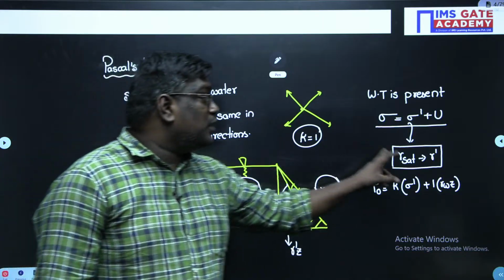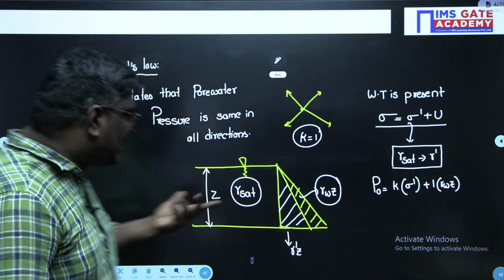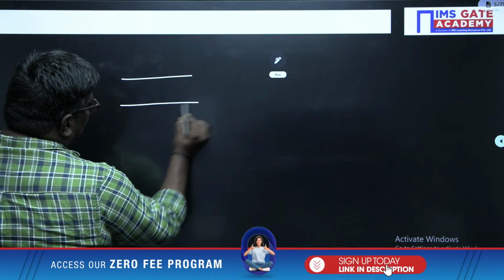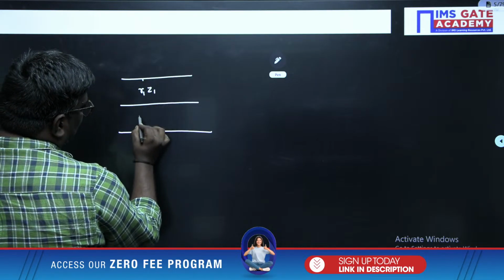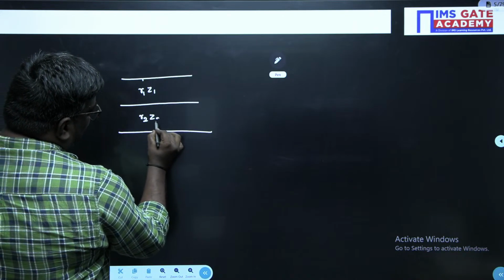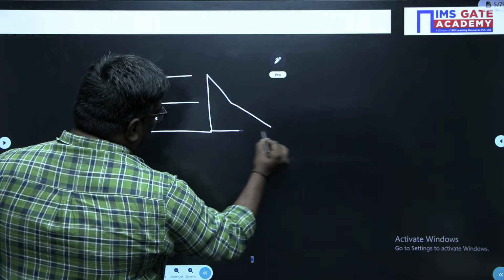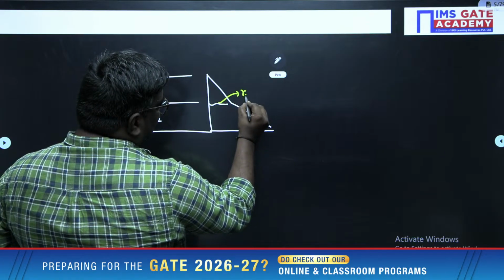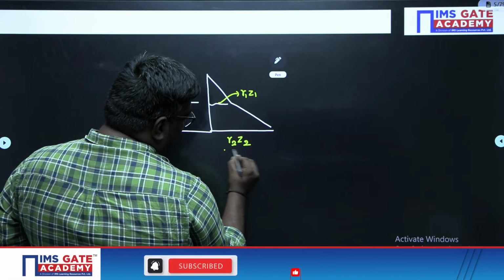Here, the pore water should not be multiplied with the coefficient of earth pressure. There can be different layers also in total stress. If you consider here, there can be different layers: gamma 1 Z1, gamma 2 Z2. You should know whenever there is no water table, the total stress in this case will be equal to gamma 1 Z1. In this case, it will be gamma 2 Z2.